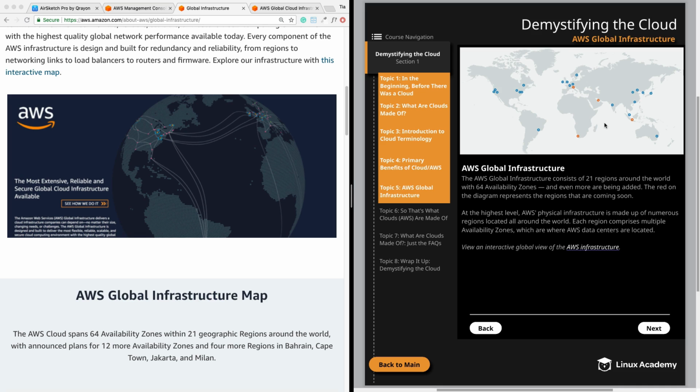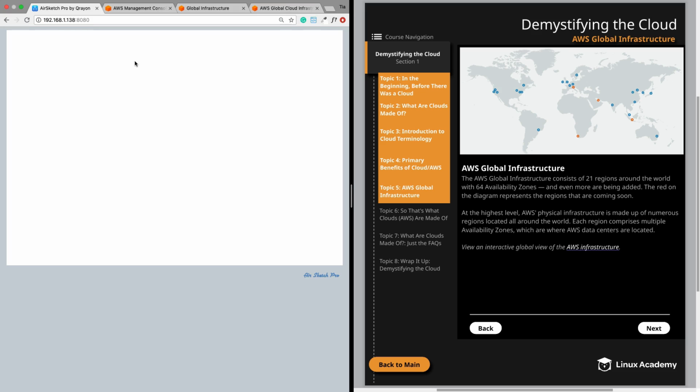At the highest level, AWS's physical infrastructure is made up of numerous regions around the world, and each region is comprised of multiple availability zones. Availability zones are where your actual AWS resources are located. So let's take a look at the hierarchy for AWS. So we know we have multiple regions. So I'm going to just say that this is a single region.